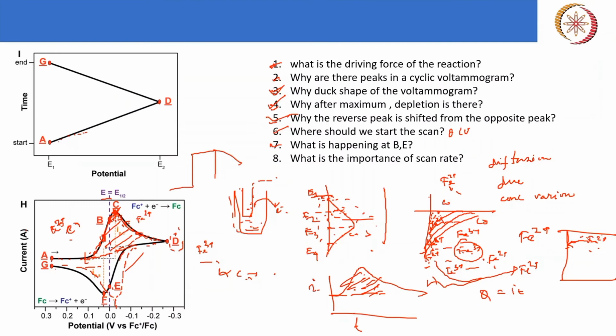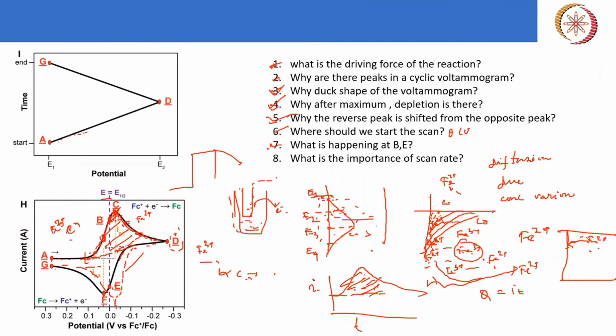Although it is a reverse process, it does not come at the same position; it is shifted a little bit towards the higher potential during the oxidation. So due to the diffusion, or the unavailability of Fe2+ on the electrode surface, it is shifted. Now what is happening in the B and E?